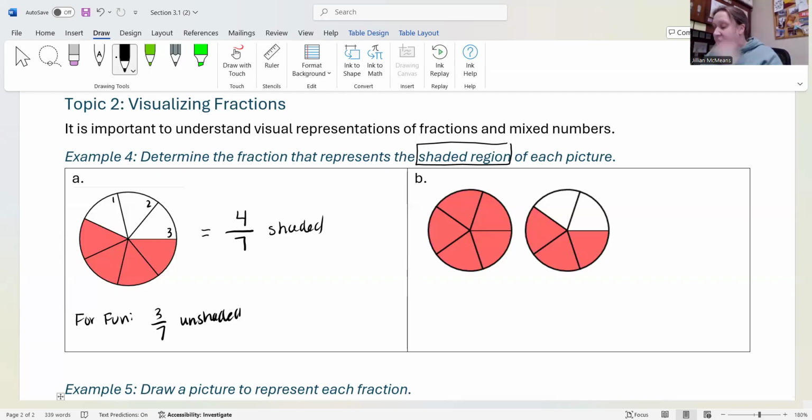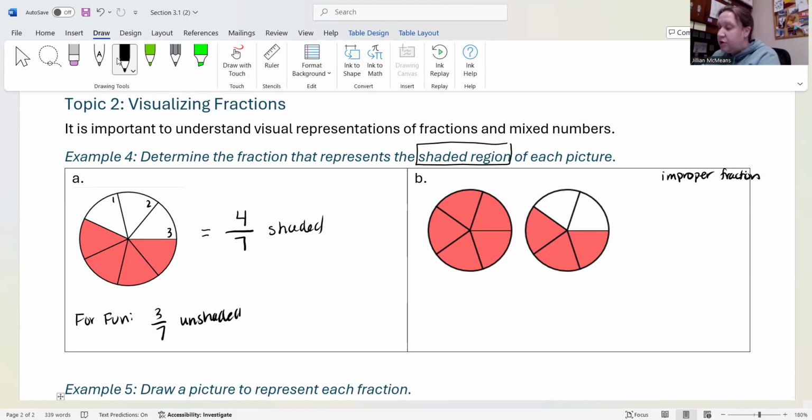Okay? Now, let's look at part B. So right off the bat, I'm like, whoa, I've got 2 pictures here. What does that mean? So a situation like this would be representing an improper fraction. Remember, by definition, improper fractions are fractions where the numerator is greater than or equal to the denominator, okay? So they have a value of 1 or more. So in this picture, you can see we have one whole shaded figure, and then we have a portion of another shaded figure. We're going to have some kind of improper fraction here.